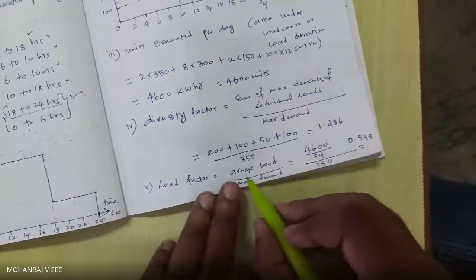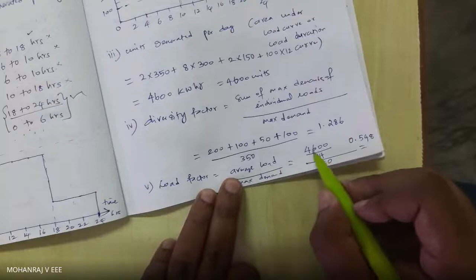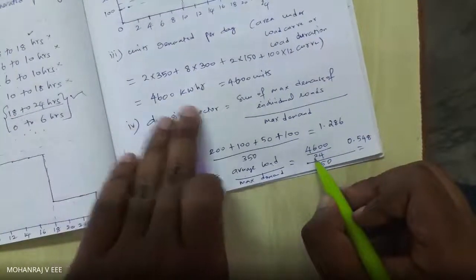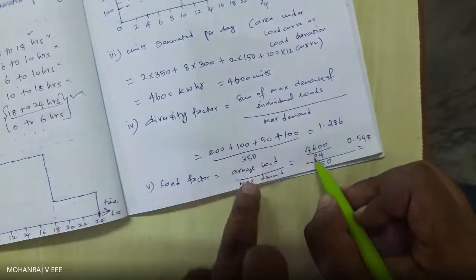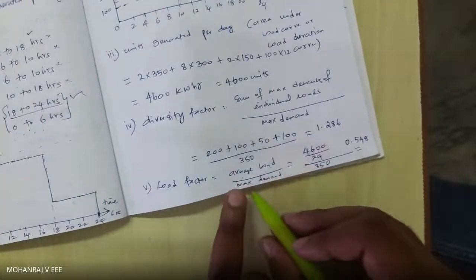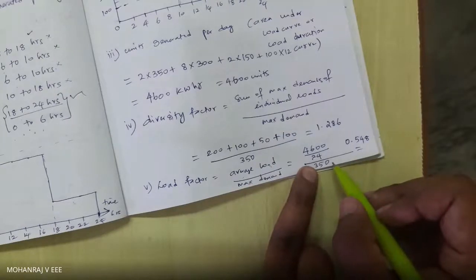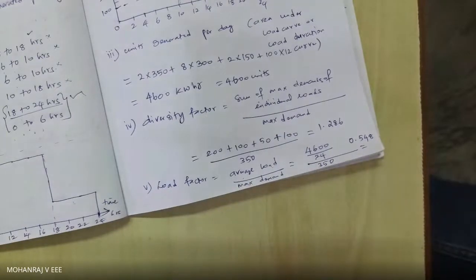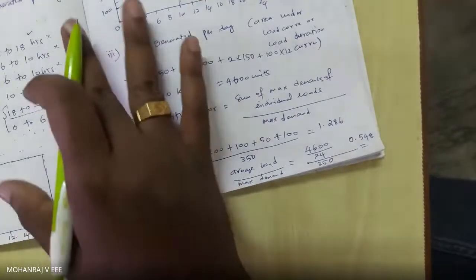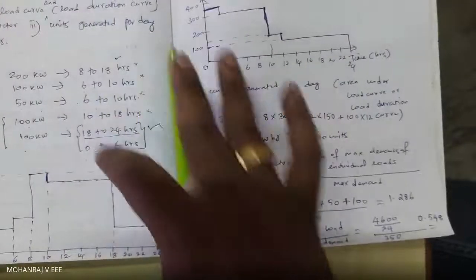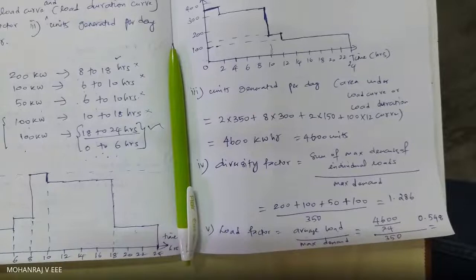How did I calculate my average load? Average load is equal to units generated by 24, will give my average load, divided by maximum demand, which is 350, will give the load factor, which is 0.548. So we are done with the problem. If you have any doubt, you can ask me, or else you can leave.